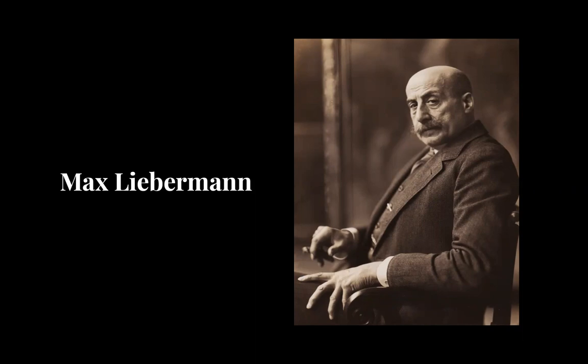Max Liebermann, who was born in 1847 and died in 1935. Max Liebermann was a German painter and printmaker of Jewish ancestry. He was also one of the leading proponents of Impressionism in continental Europe and Germany. Liebermann studied art in Weimar, France, and the Netherlands, and lived in Berlin for the rest of his life, starting in 1884. From 1899 to 1911, he led the premier avant-garde formation in Germany, the Berlin Secession, and became president of the Prussian Academy of Art in 1920.